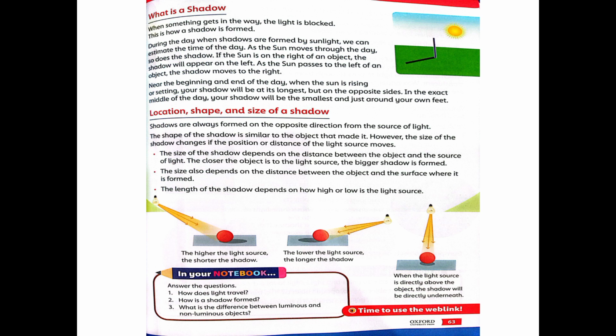If the sun is on the right of the object, the shadow will be on the left. If the sun is on the left, the shadow will be on the right. And if the sun is on the top, the shadow will be at the feet. Near the beginning and the end of the day, when the sun is rising or setting, your shadow will be at its longest, but on opposite sides. And in the exact middle of the day, your shadow will be smallest and just around your feet.